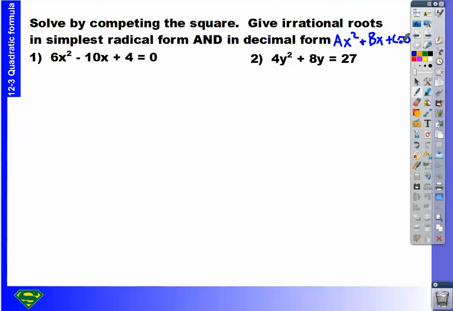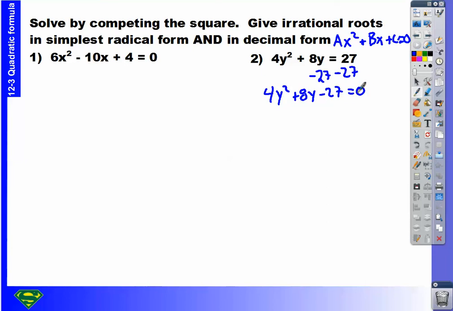Now, on question 2, do we have this problem in that form? And the answer is no. It's not equal to 0. We need to get it equal to 0. So here we go. So we have 4y squared plus 8y minus 27 is equal to 0.